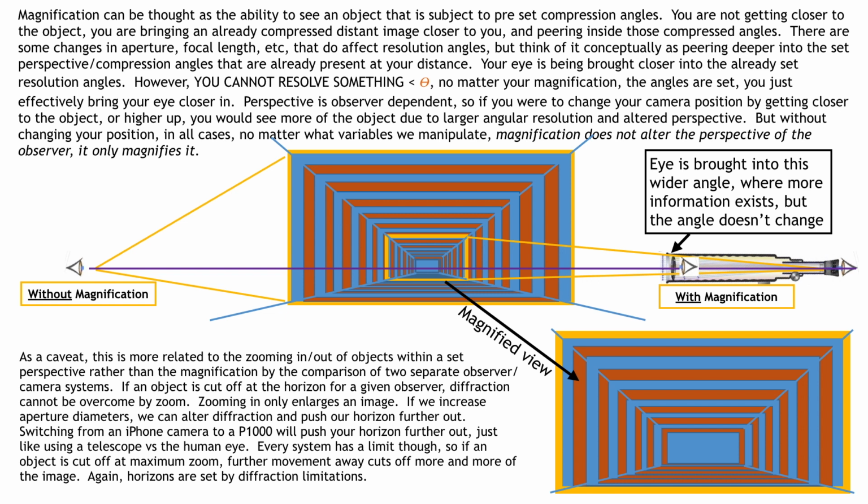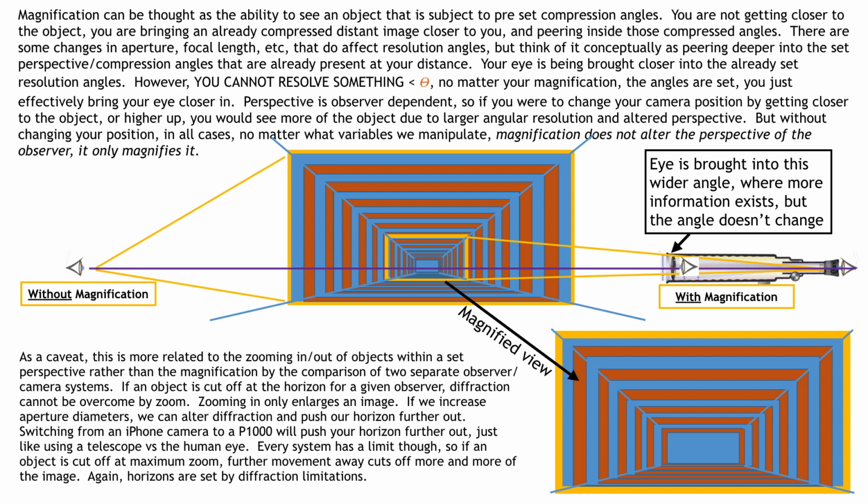There are some changes in aperture, focal length, etc. that do affect resolution angles, but think of it conceptually as peering deeper into the set perspective and compression that is already present at your distance. You do not change your transversal lines, and where those transversal lines have met theta, you just peer deeper in within those preset lines. However, you cannot resolve something less than theta, no matter your magnification, or I should say no matter your zoom. The angles are set. You just effectively bring your eye closer in.